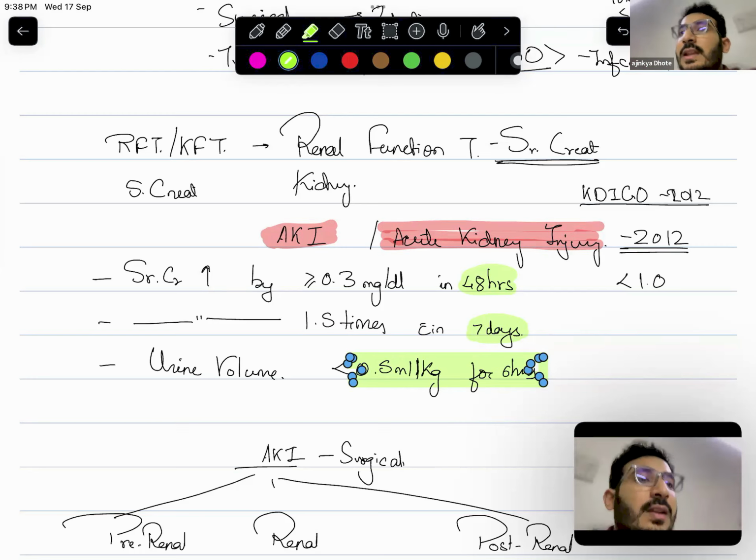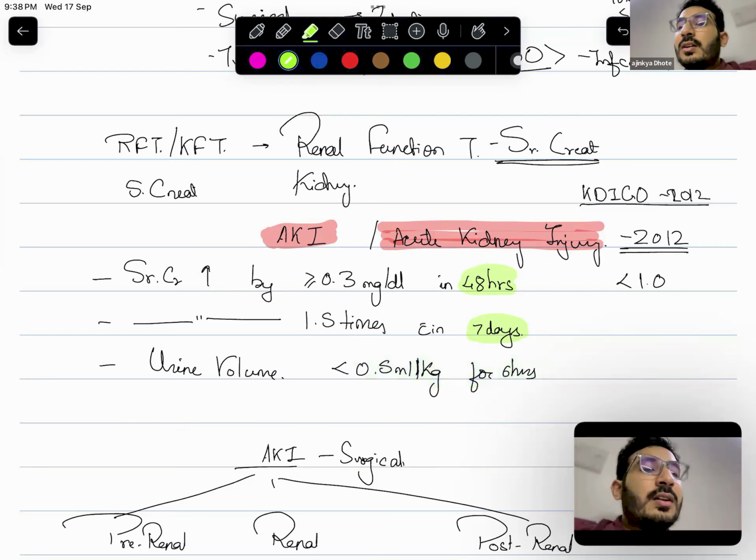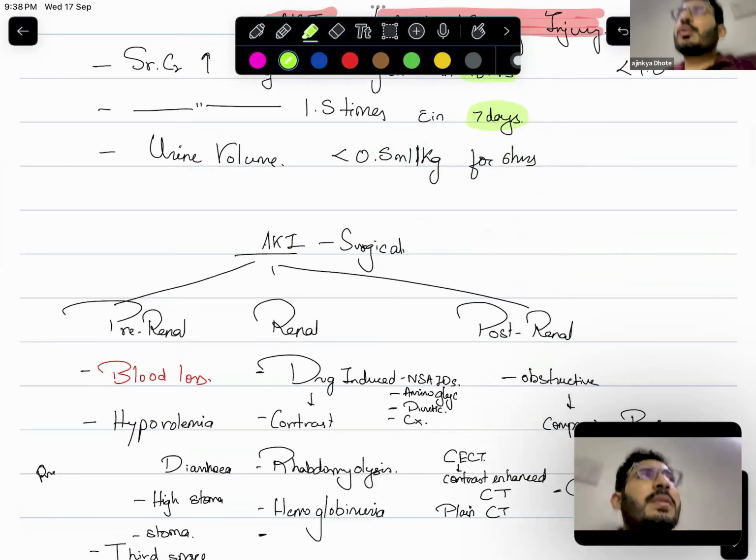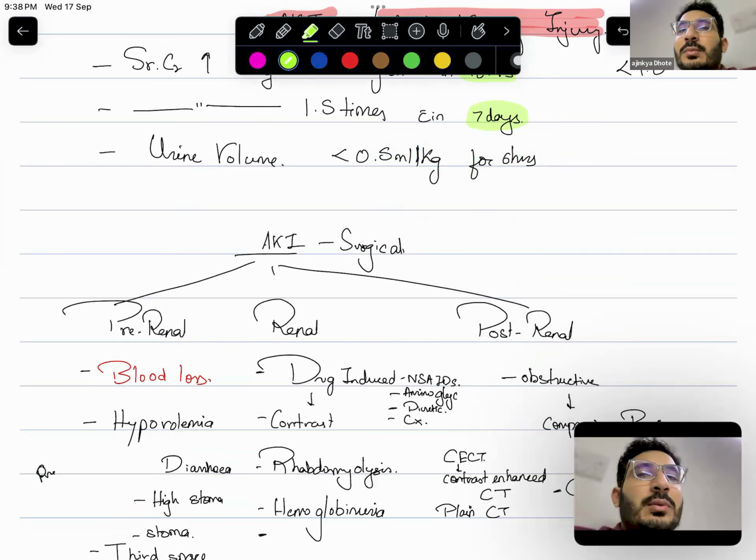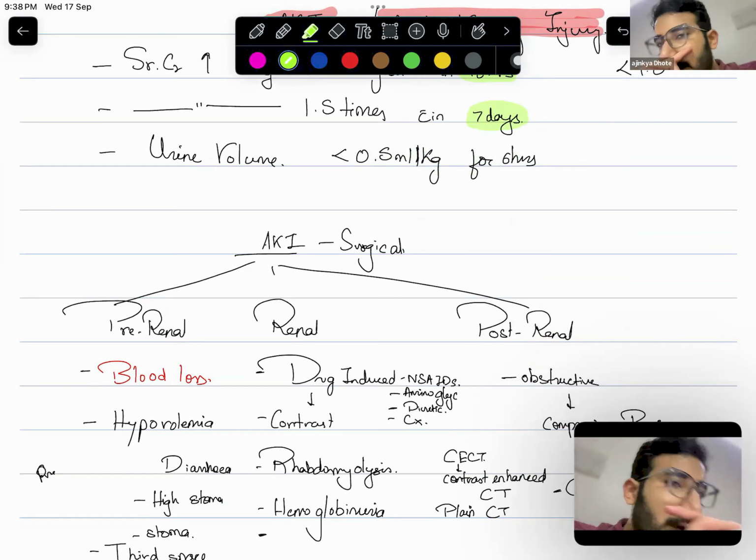AKI. Now, AKI in general can be broadly classified into three types. You must have read this in your medicine part, that it is pre-renal, renal, and post-renal. Now, this discussion, whatever we are having today, we are limiting ourselves to the surgical part of all these investigations. There are obviously multiple medical causes, but right now we'll limit ourselves to the surgical causes.